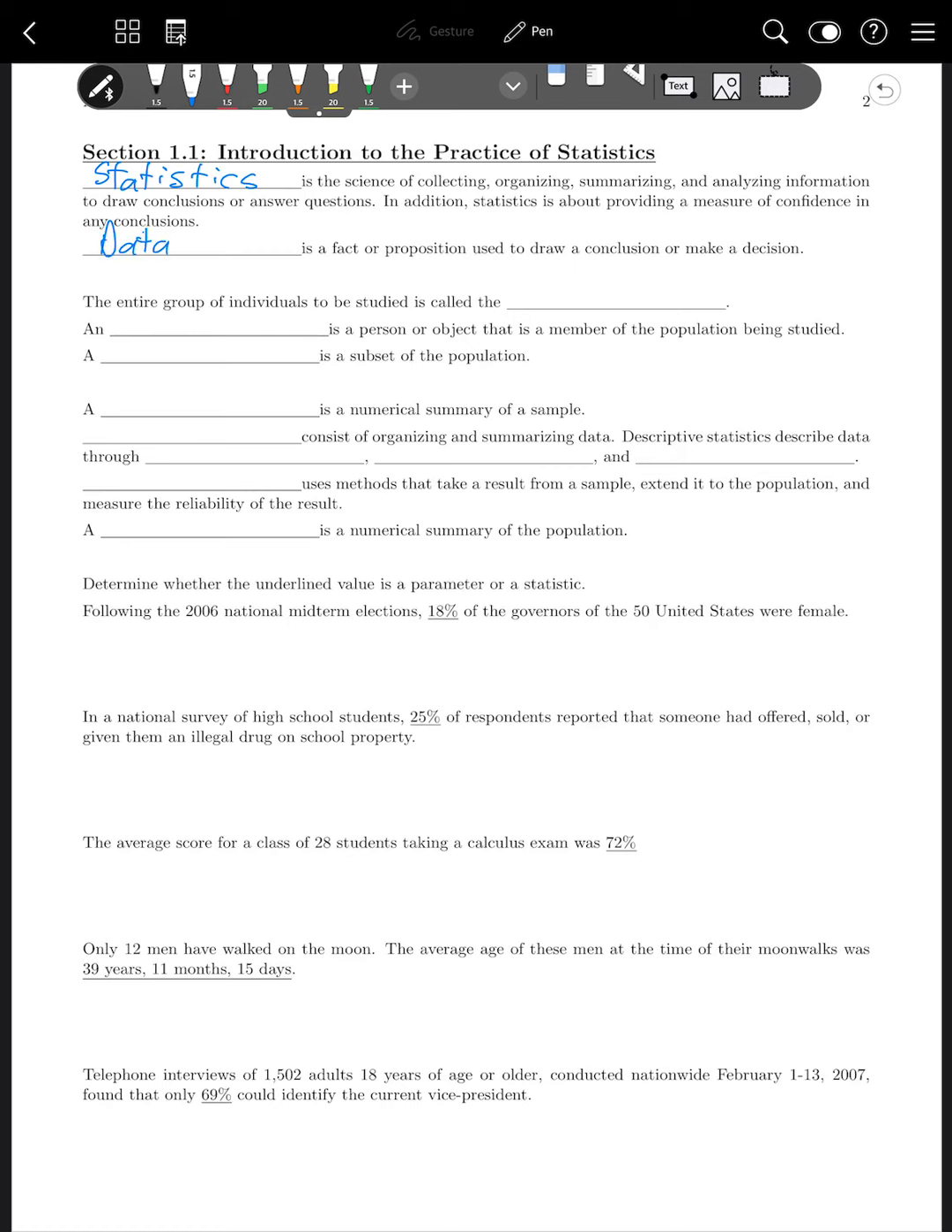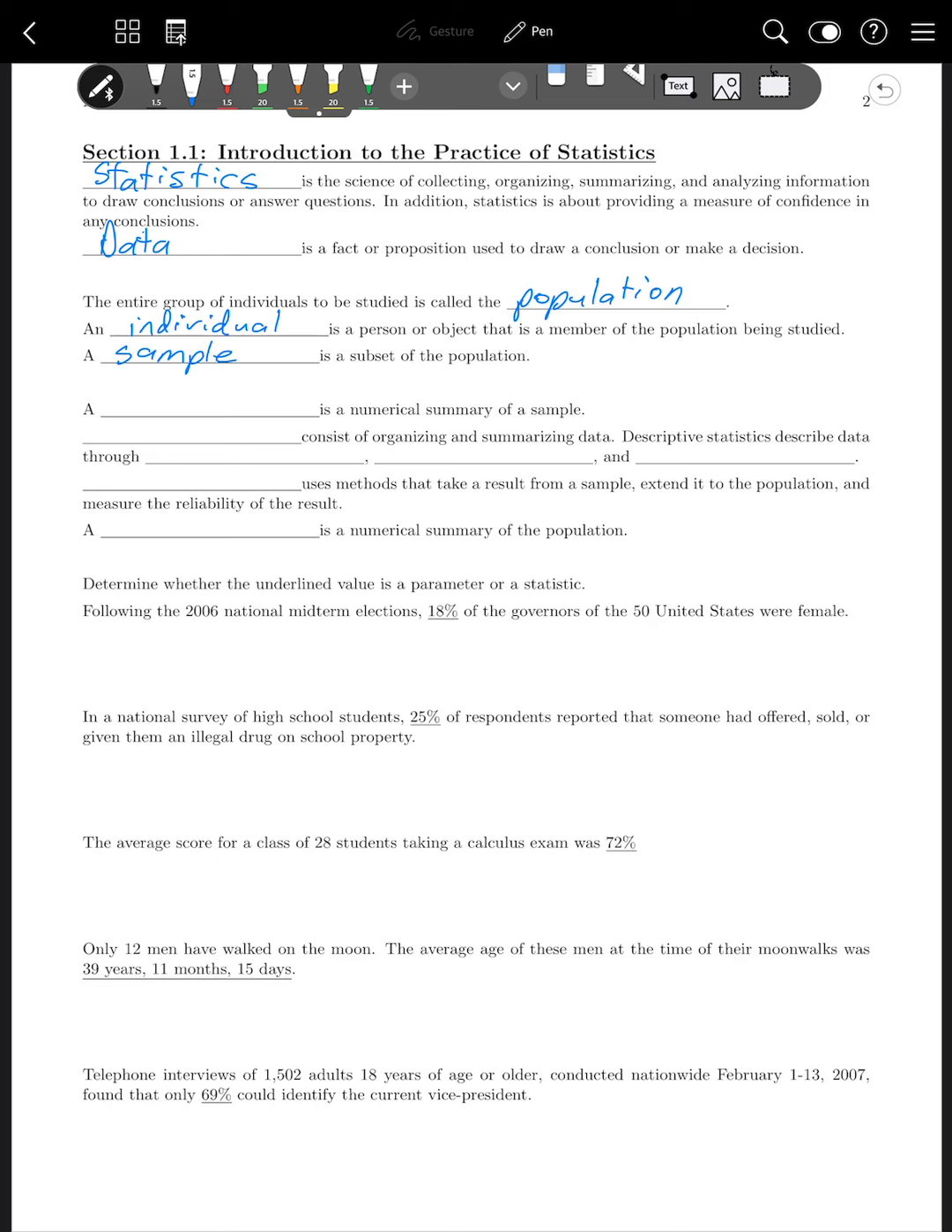Data is a fact or proposition you use to draw a conclusion or make a decision. The entire group of individuals to be studied is called the population. An individual is a person or object that is a member of the population being studied. A sample is a subset of the population.